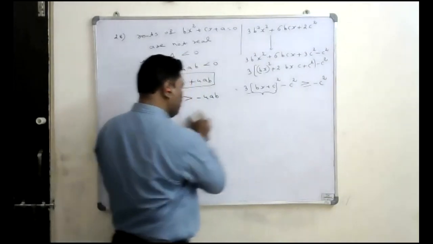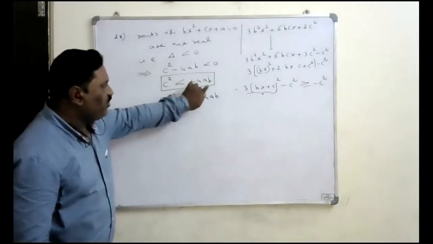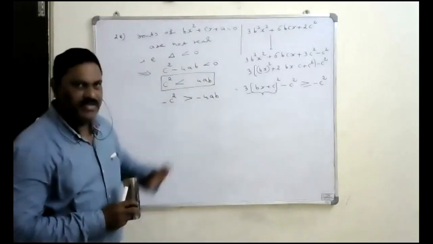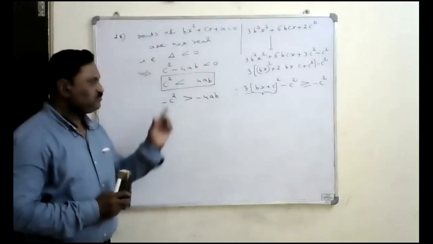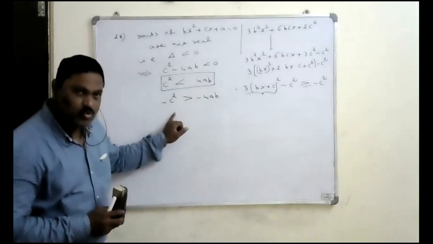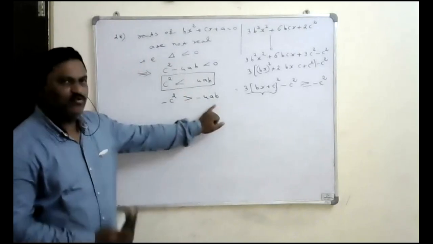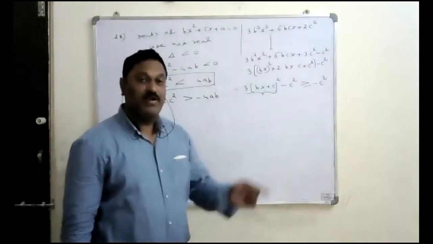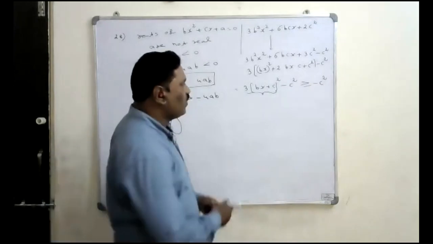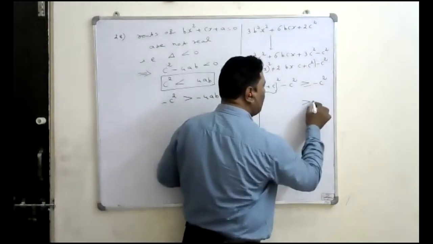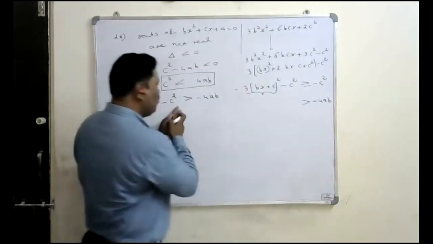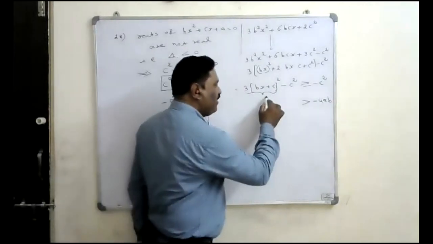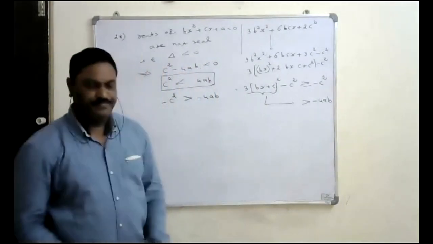But from the given condition, we know that c square is less than 4ab. This is a condition, we know it, okay? Multiply by the minus sign, and minus c square becomes greater than minus 4ab. So we know that this expression is greater than or equal to minus c square, but minus c square is more than minus 4ab. That's why this total value is also more than minus 4ab, not equal to, because equal to is not there in the condition, so you should not get the equal to sign either. That's why this expression is greater than minus 4ab. That's the answer.